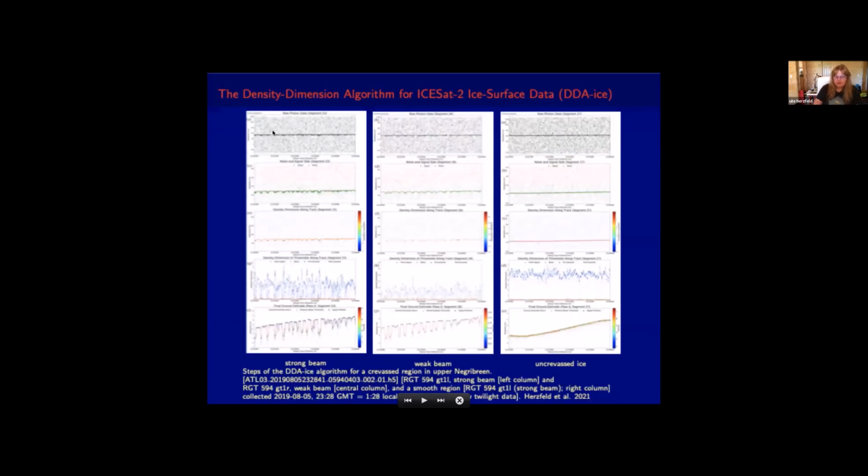Okay, so a little bit of what DDA does. We look at the returned photon image. This is in the product ATL03. We see these blips, which turn into the crevasses later. And then we calculate a density field using a Gaussian radial basis function.